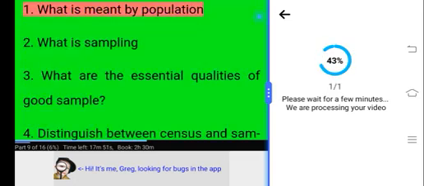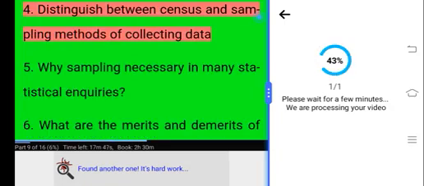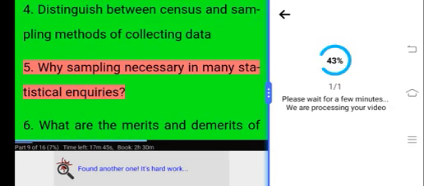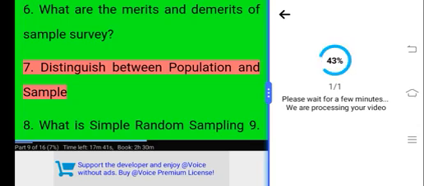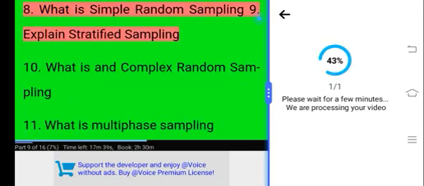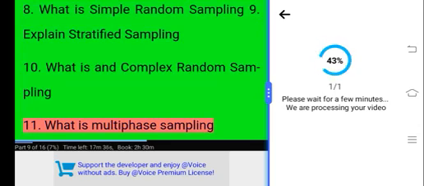Review questions. 1. What is meant by population? 2. What is sampling? 3. What are the essential qualities of a good sample? 4. Distinguish between census and sampling methods of collecting data. 5. Why is sampling necessary in many statistical inquiries? 6. What are the merits and demerits of sample survey? 7. Distinguish between population and sample. 8. What is simple random sampling? 9. Explain stratified sampling. 10. What is complex random sampling? 11. What is multiphase sampling?